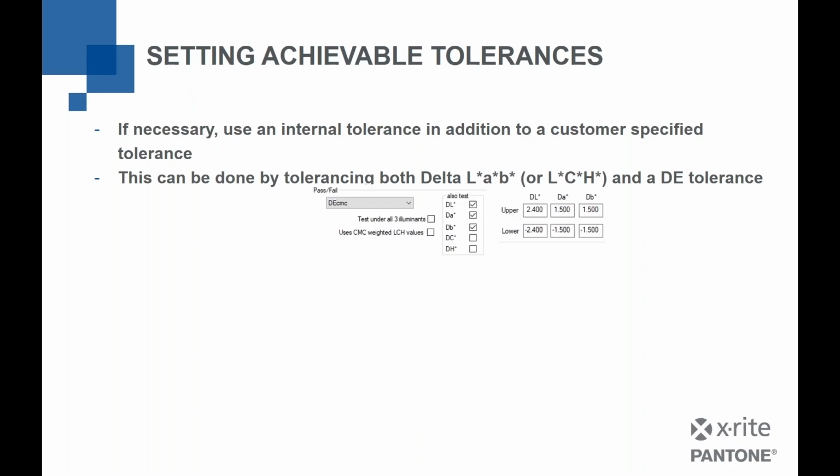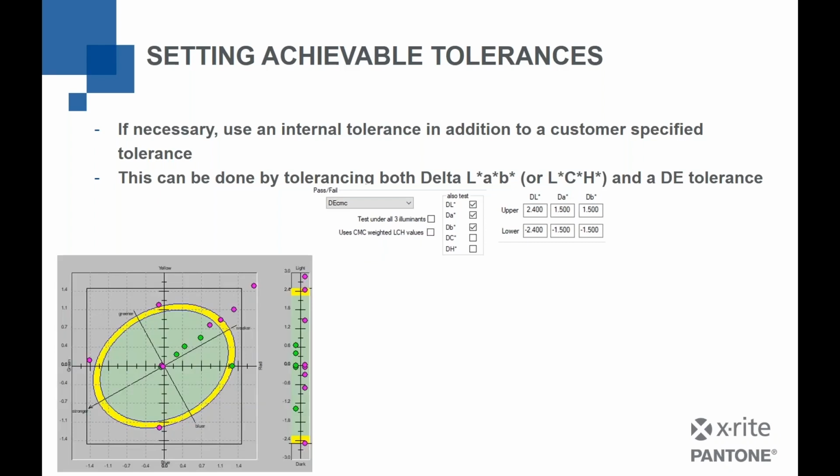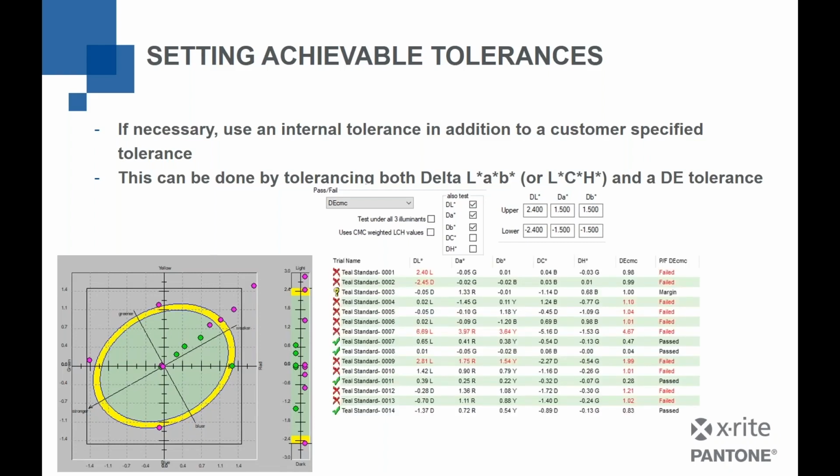So here you can see I've got a delta E CMC pass-fail tolerance. Then there's a little box kind of in the middle of that screen grab that says also test delta L, A, and B. And I've actually set limits, okay, for my delta L, A, and B, upper and lower limits. What that looks like is I'm still plotting the same things, but now it's actually plotting two tolerances. So in order for a sample to pass, it has to be inside the box and inside the ellipse, three-dimensionally. And what that can look like when I look at my data is this.